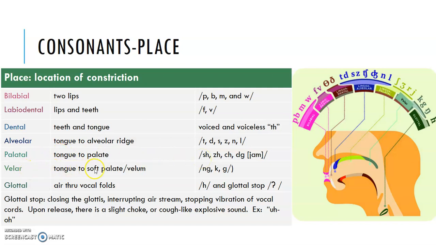We have velar, where the tongue touches the soft palate or the velum. Those are the ones in the back of the mouth, so our ng, our k, and our g. When we're talking about back versus front sounds, our velar sounds are our back sounds. Our front sounds are our alveolar, dental, labiodental, and bilabial sounds. And then finally we have our glottal, which is just the air going through the vocal cords, and that's our h sound. It can also be a glottal stop if we say something like "uh-oh," and we just have that explosion of air on that.